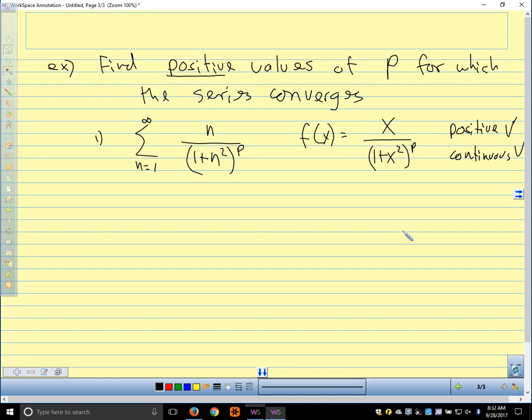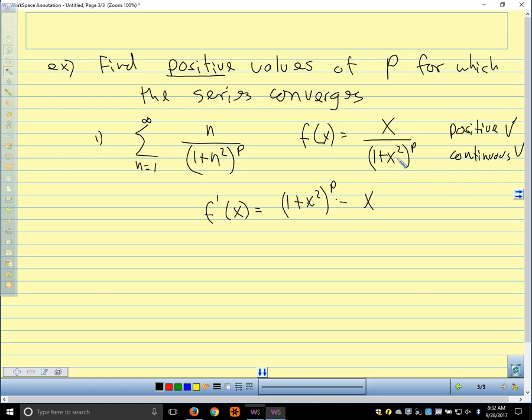How could we show that this is decreasing? Take the derivative. F prime. If we want to apply the integral test, we have to show that it's decreasing. I'm going to move over because I need a little more room. F prime. We need to use the quotient rule. 1 plus x squared to the p times the derivative of this minus x times the derivative of this.